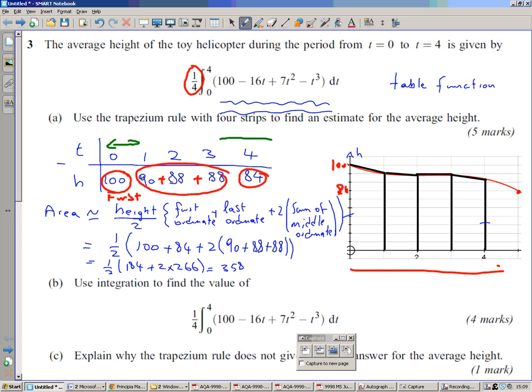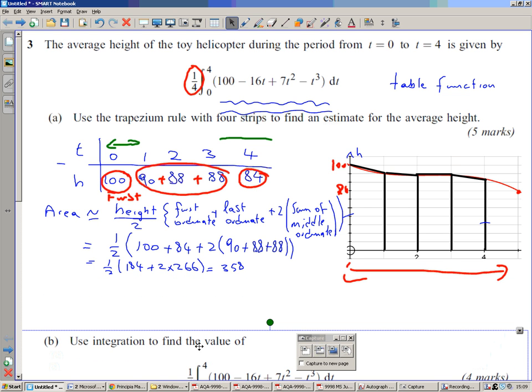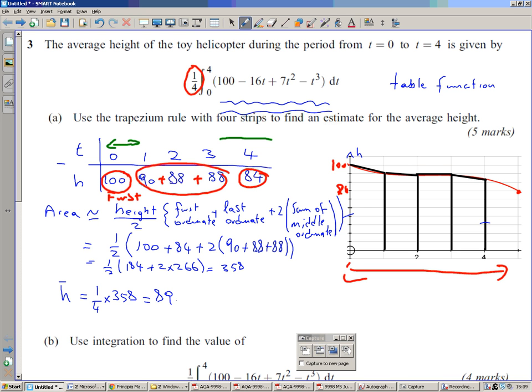Yeah, because it's 4 strips. So the average h bar, that means average, equals a quarter times 358, which is equal to 89.5. Okay, which feels right somehow. Let's say it's varying from 100 to 84, that is our answer.